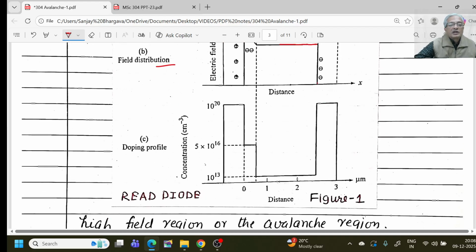Similarly, let us look at the doping profile. See, the doping profile here, N plus is maximum, it decreases in the p-type semiconductor and decreases further in the intrinsic part of the semiconductor, once again increases in the p plus region. This is N plus region, this is P region, and this is I region.